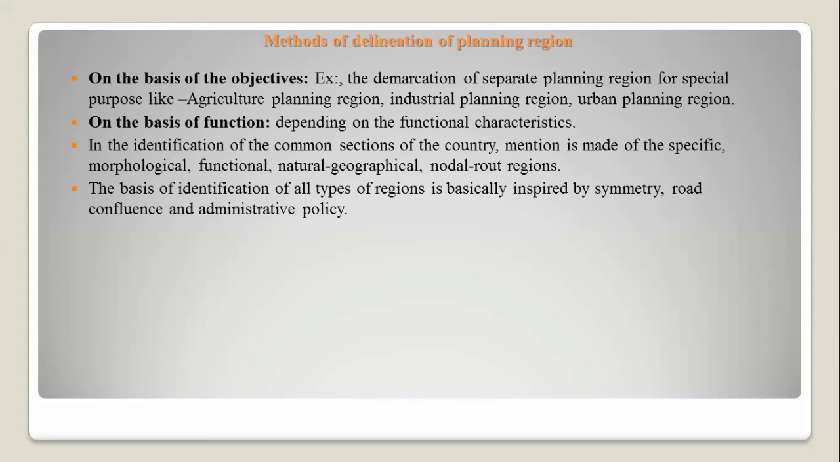Next, we see how planning regions are delineated. These are delineated basically based on the objective of demarcating them. Are we demarcating them based upon agricultural planning regions, where we need to develop those regions? Or industrial planning regions, where our main purpose is to develop the industries? Or urban planning regions, where we need to make various urban plans, etc.? Or what is the basis of function? The functions can be morphological function, nodal, root regions, etc. So these are the methods of delineation.